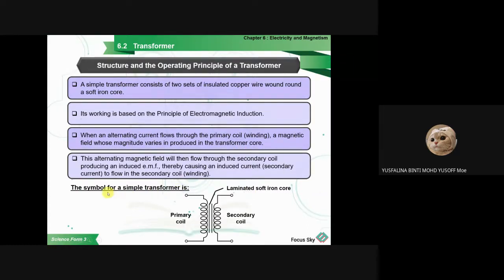And the symbol for the simple transformer. This is the symbol for the transformer, right? This is the primary coil, the red one I just showed you in the diagram. This symbol, the straight line here, is a laminated soft iron core, and this one is the secondary coil. But there are two types of transformer: the step up transformer and the step down transformer. We will see that later. But this is the symbol of the transformer.